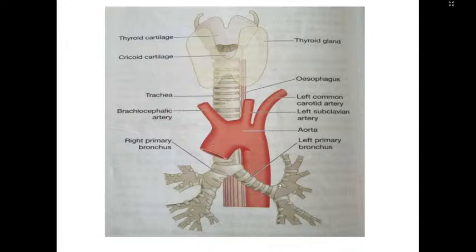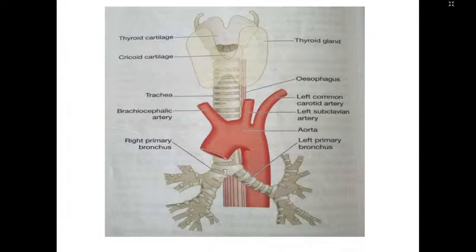Then this is the arch of aorta. This is a brachiocephalic trunk. So on the right side only there is a brachiocephalic trunk, not on the left side. Then this divides into common carotid artery and the subclavian artery on the right side. On the left side, this is the common carotid artery. It divides into external and internal carotid artery. And this is the subclavian artery. It goes into the left arm.